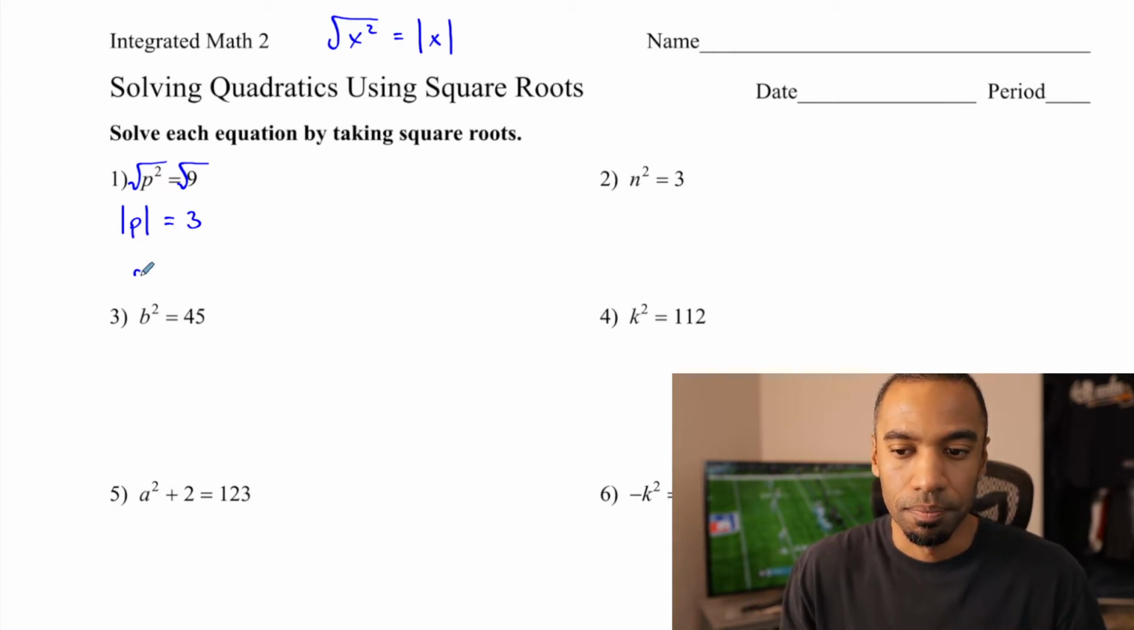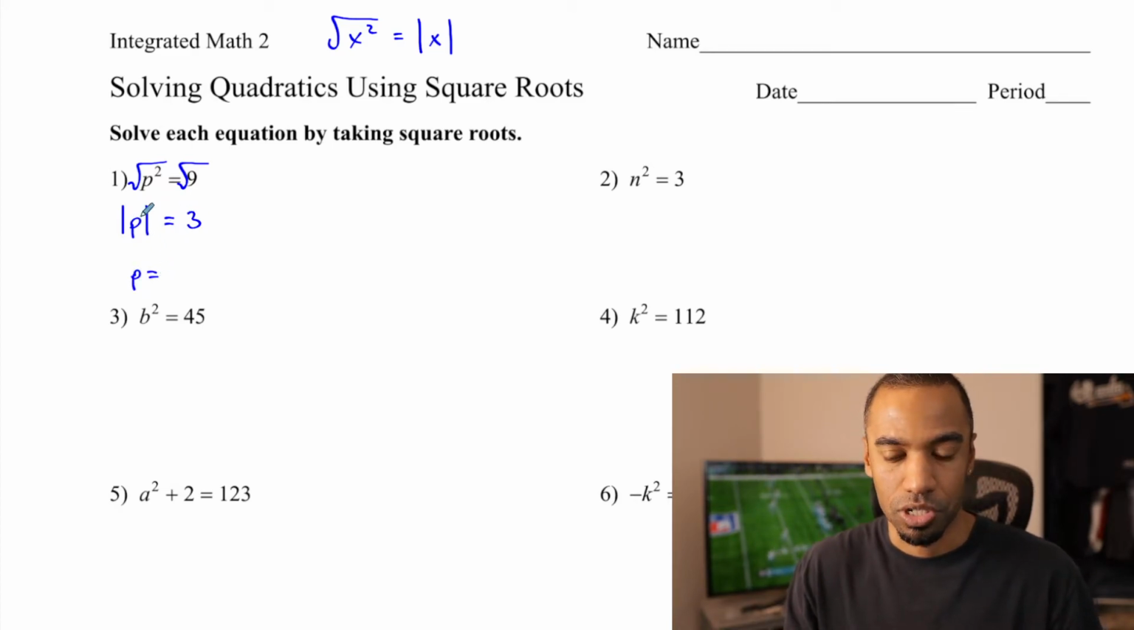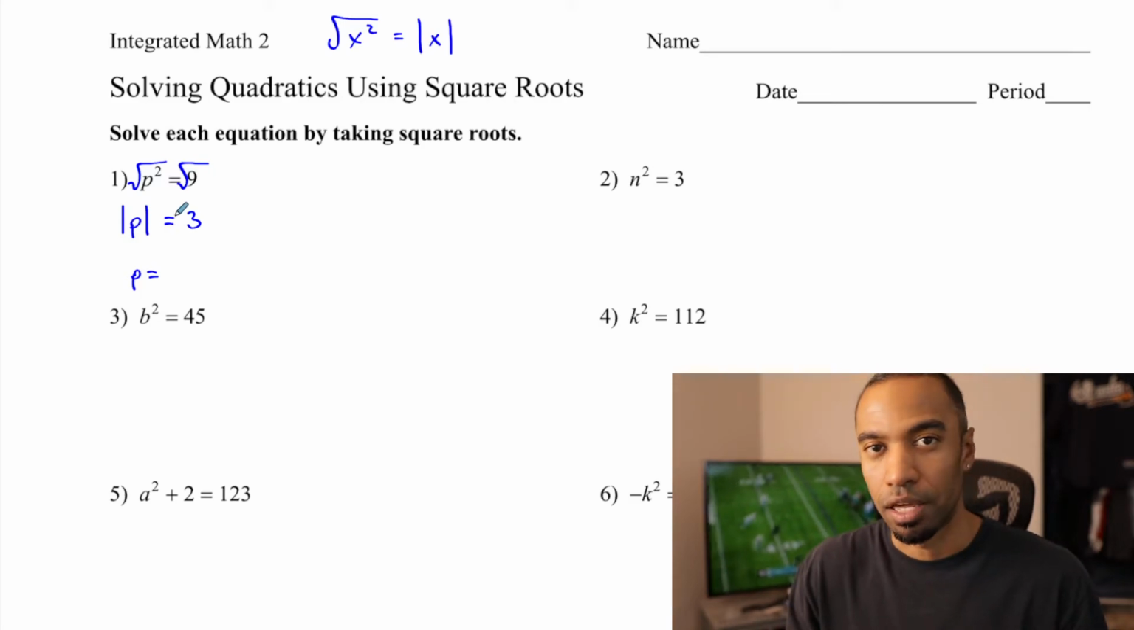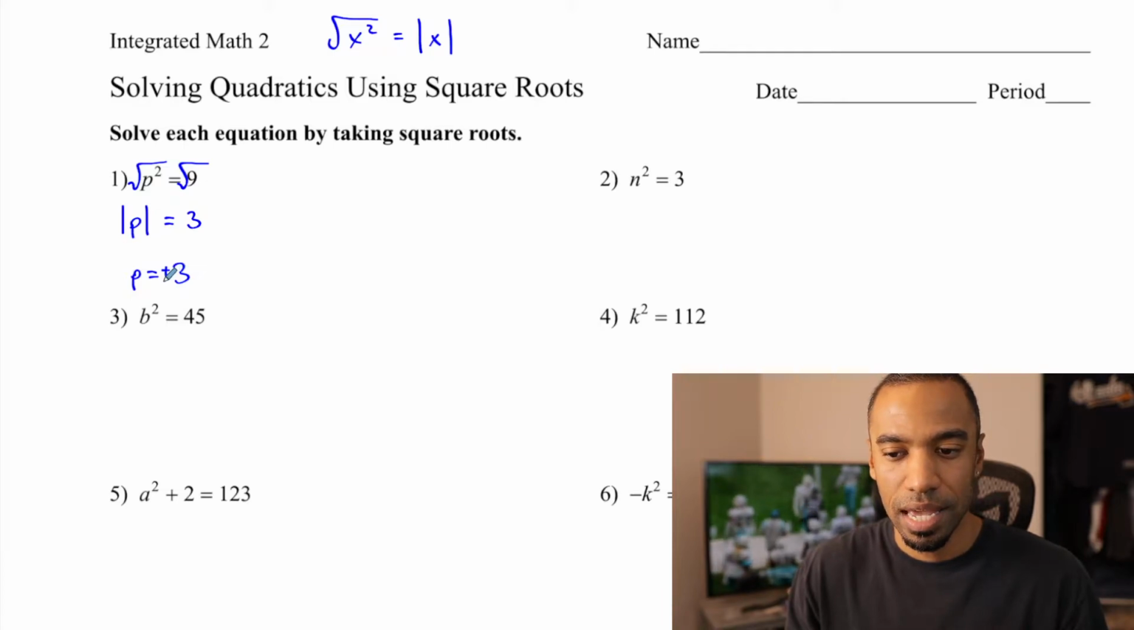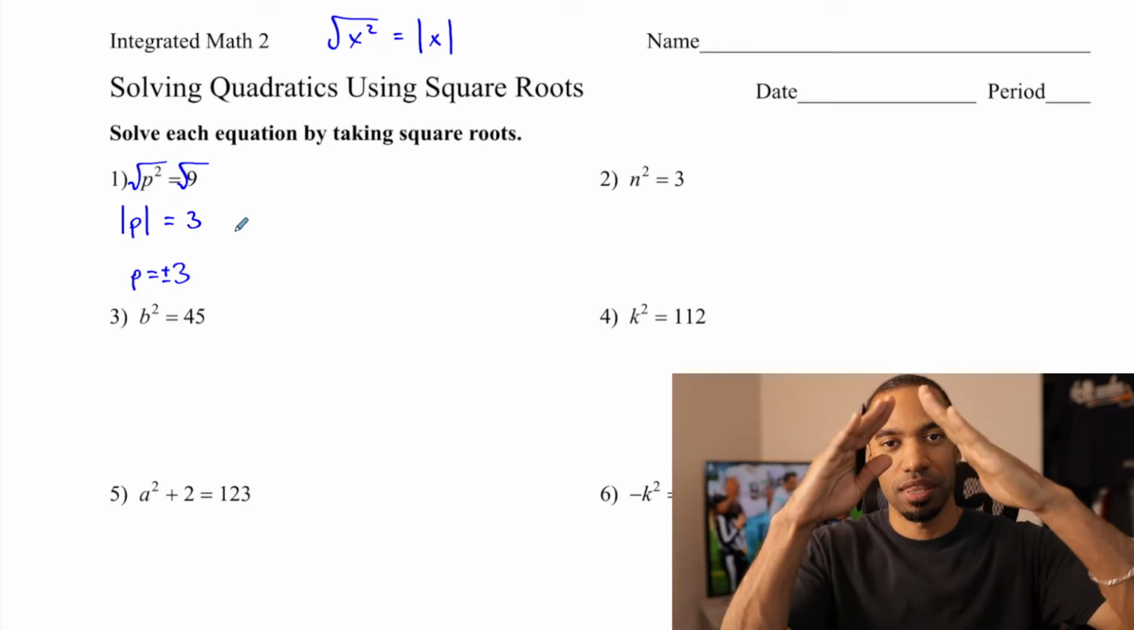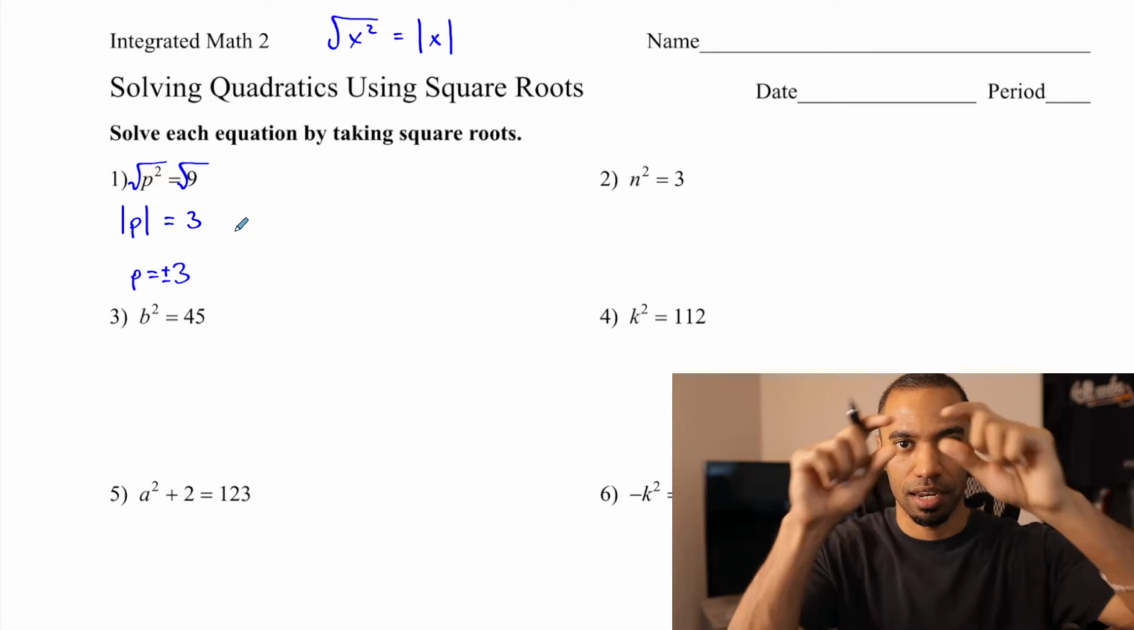So what does p equal? Well, then you ask the same kind of question. What can you take the absolute value of to get 3? You can take the absolute value of positive 3, or you can take the absolute value of negative 3. And I used to split these up, saying this 3 or this negative 3, whatever.